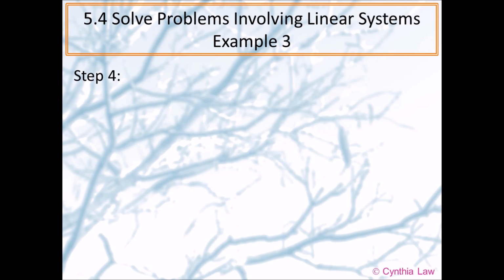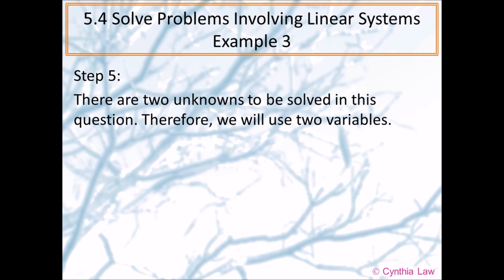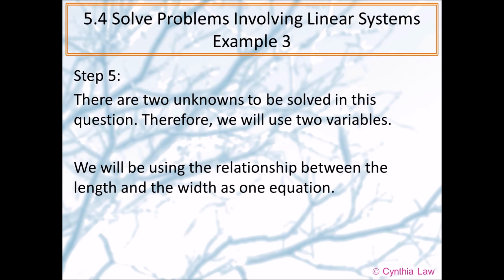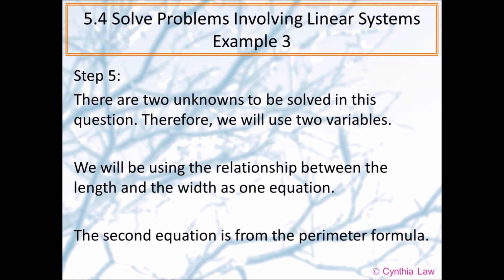And then step 4, if you want, you can draw a picture of a rectangle if it helps you visualize it. If you don't really need it, in this case, that's okay. And then for step 5, we want to write down our let statements. We have 2 unknowns, so we are going to use 2 variables. The 2 unknowns are the length and the width, so I'm going to use L and W. We use the relationship between the length and the width as one equation, and then we use the perimeter formula for the second equation.